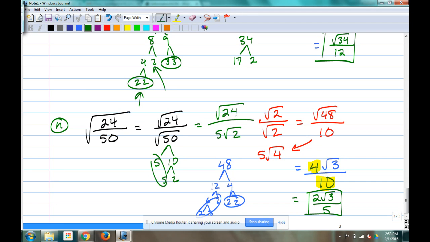And here's how you can check, make sure you're right. If you type in your calculator square root and then 24 over 50 inside of it and hit enter, get the decimal for that, and then type this into the calculator, they better be the same number. So we didn't do anything to change the number. We just changed how it looked.